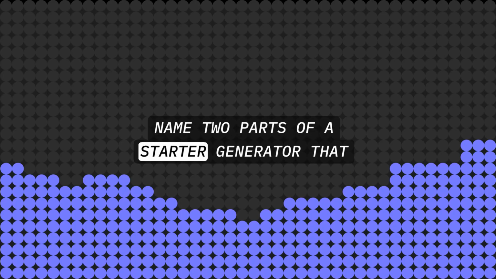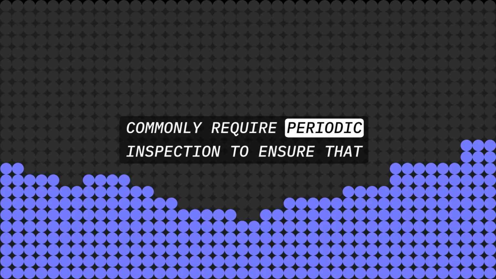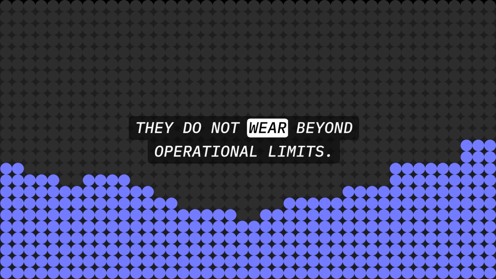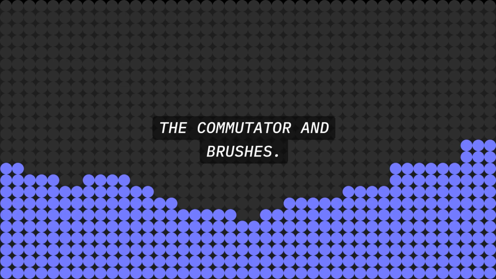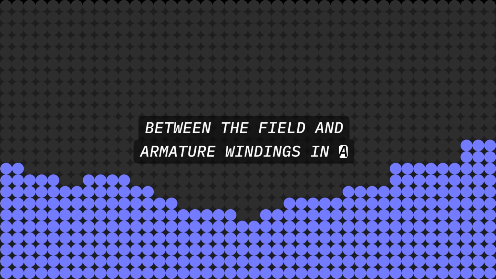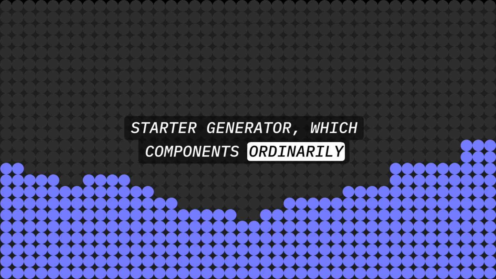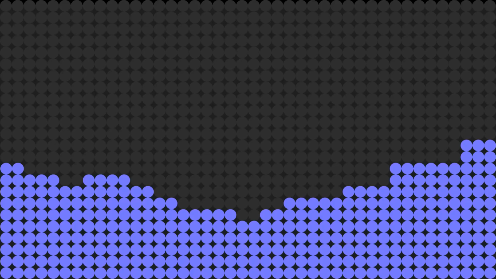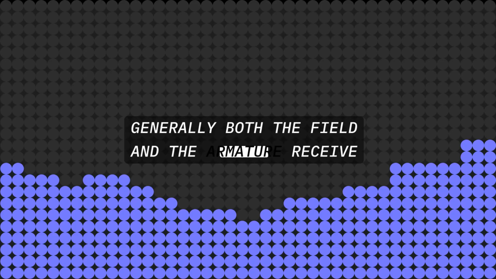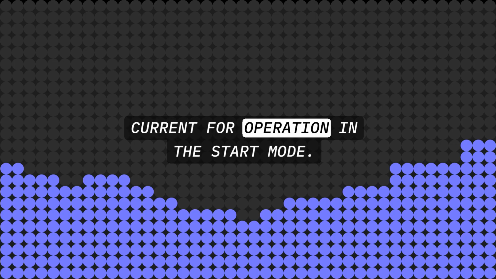Name two parts of a starter generator that commonly require periodic inspection to ensure that they do not wear beyond operational limits. The commutator and brushes. Between the field and armature windings in a starter generator, which components ordinarily receive current for operation in the start mode? Generally, both the field and the armature receive current for operation in the start mode.